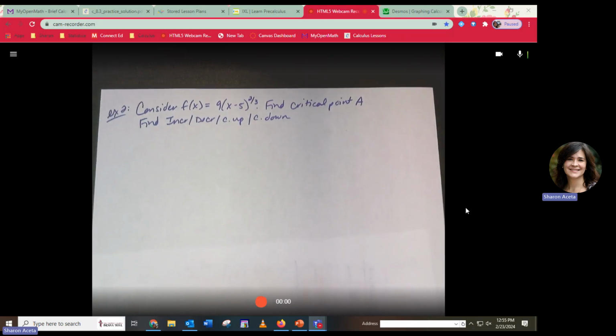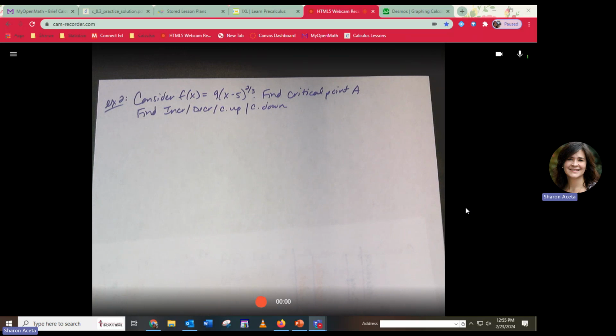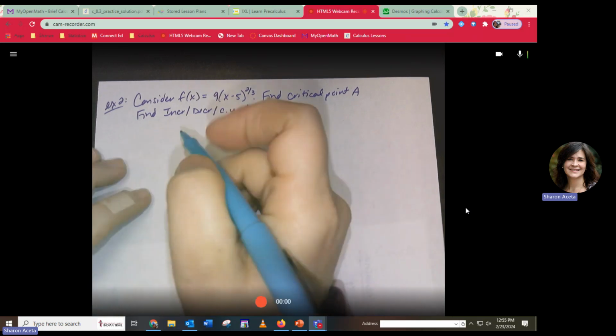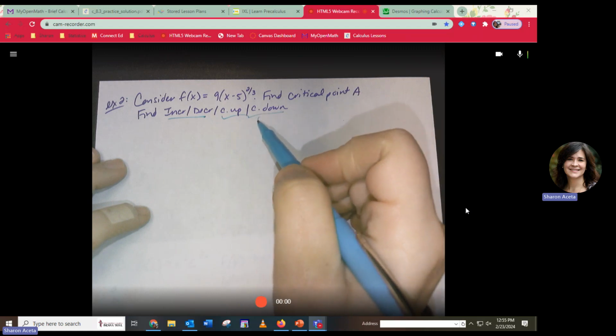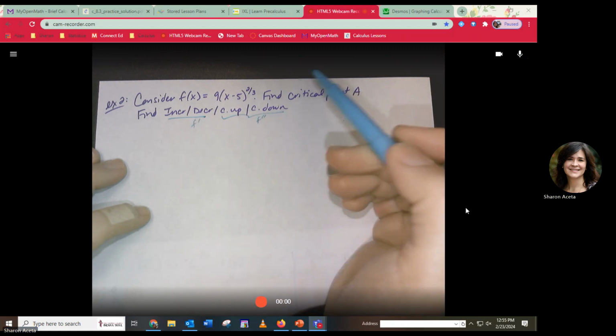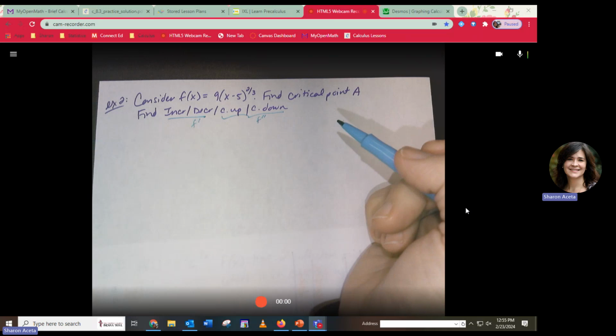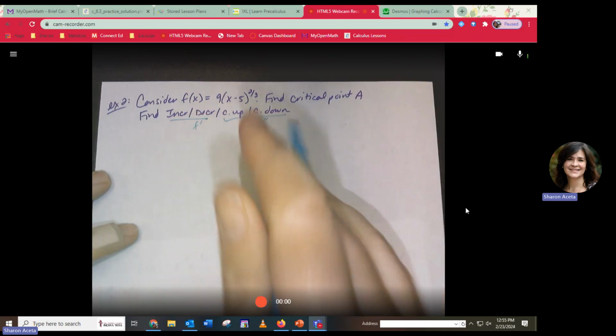Consider the function f of x equals 9 times (x minus 5) to the 2/3. Find the critical point, and then find where it's increasing, decreasing, concave up, and concave down. All right, so again, we have to take derivatives. Increasing and decreasing is in the first derivative. Concave up and concave down is in the second derivative. So we're going to have to do both. Let's start with the first derivative.